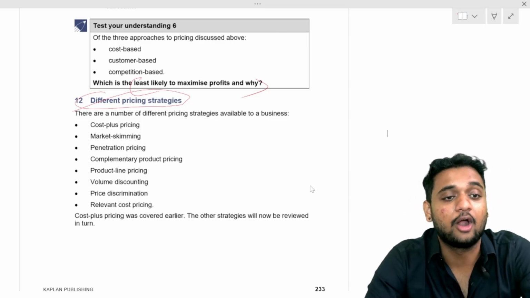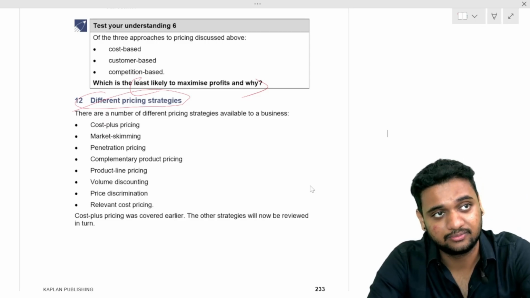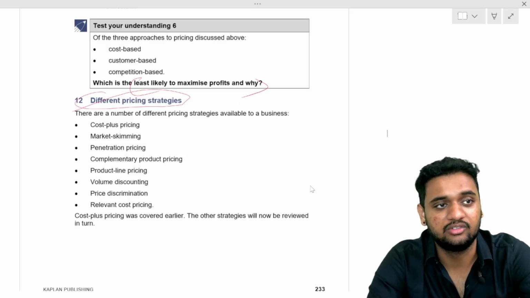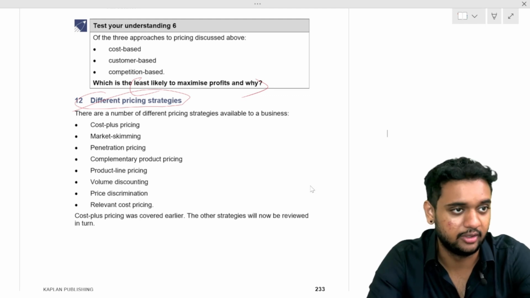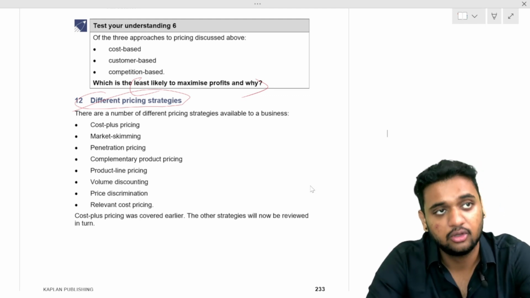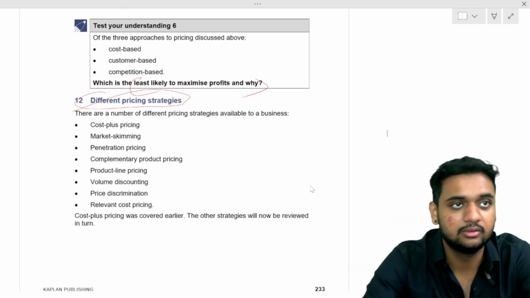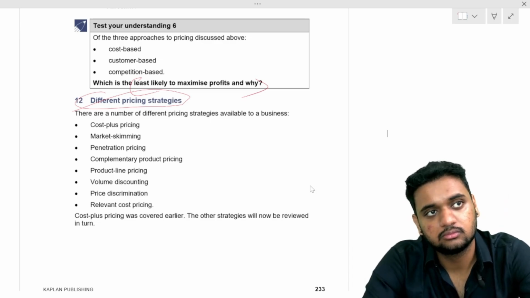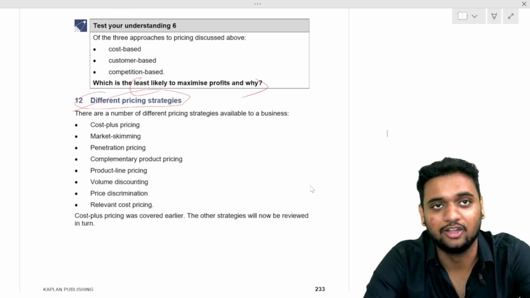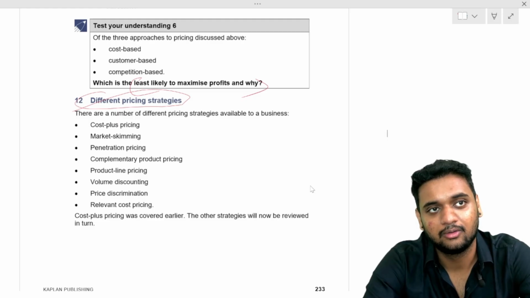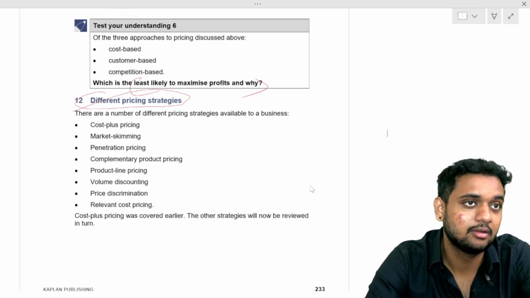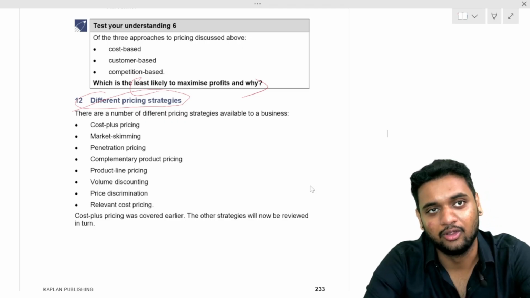Fifth is product line pricing. What do you mean by product line pricing? What do you mean by product line? Don't look at anything other than this page. You have to think. What is product line pricing? Product line, what do you mean by that? Similar prices? Like mobiles means mobiles, appliances? No, no, not that. Think. Product line.